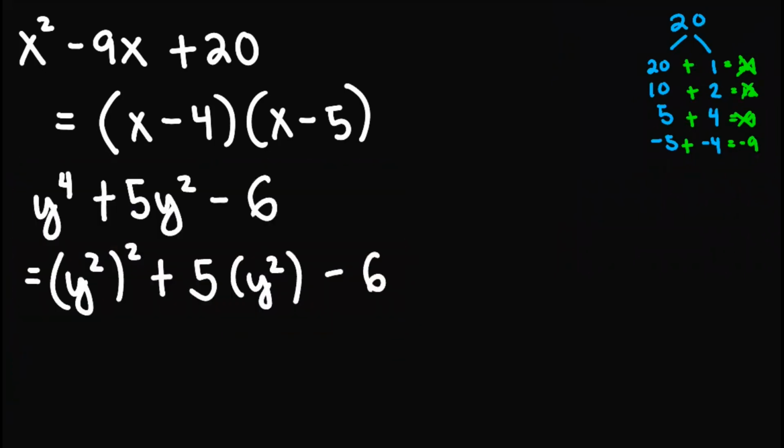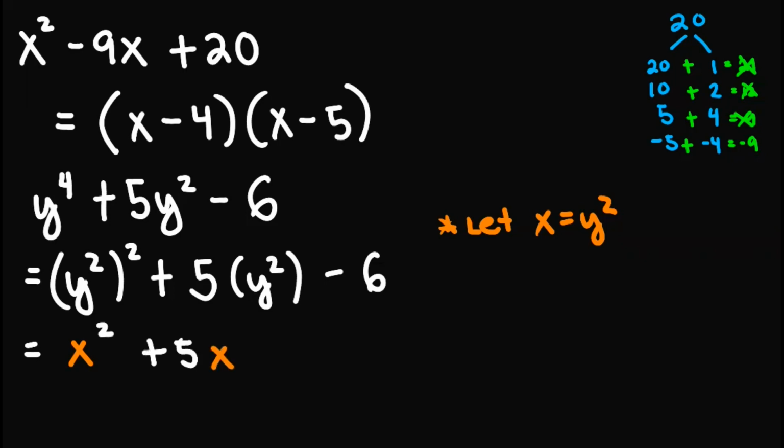And from here, what we can do is we can let x be equal to y squared. So this one will be equal to x squared plus 5x minus 6. And we can now apply again the method that we had a while ago.